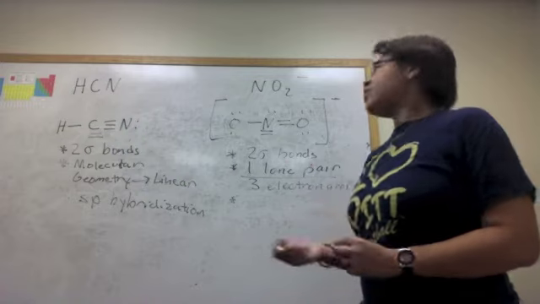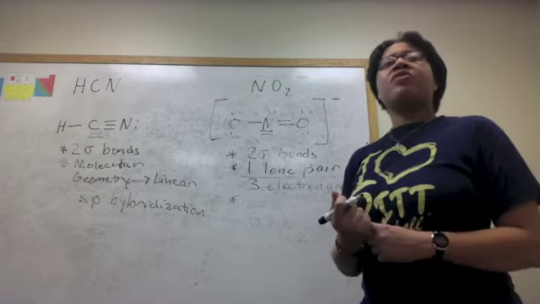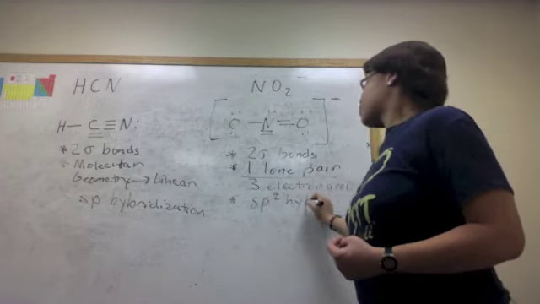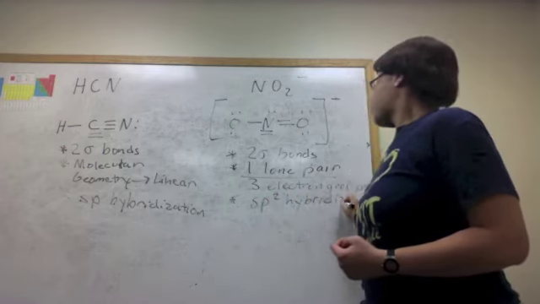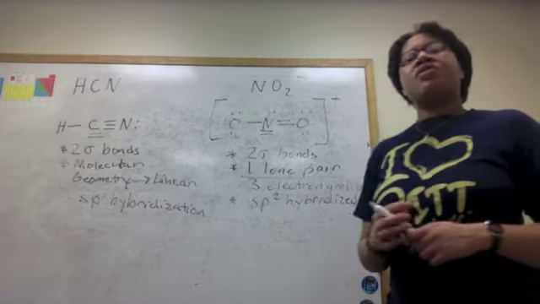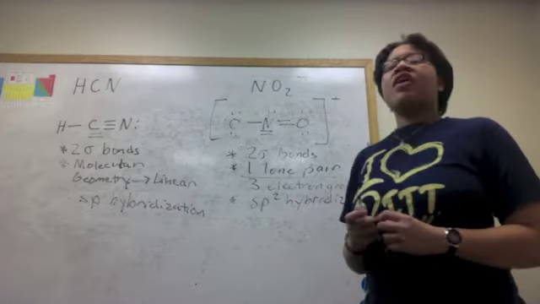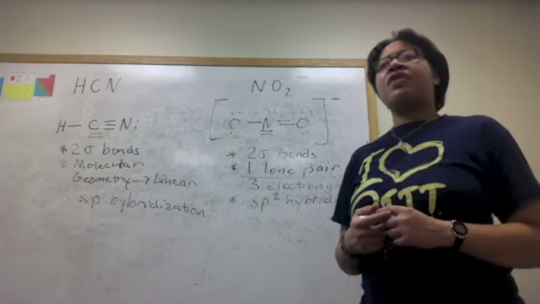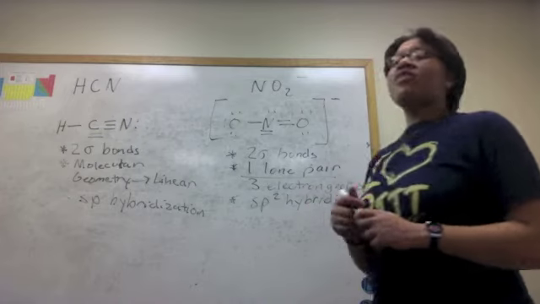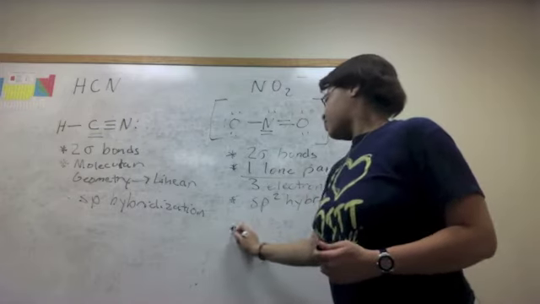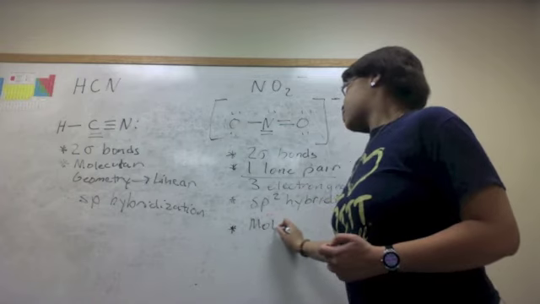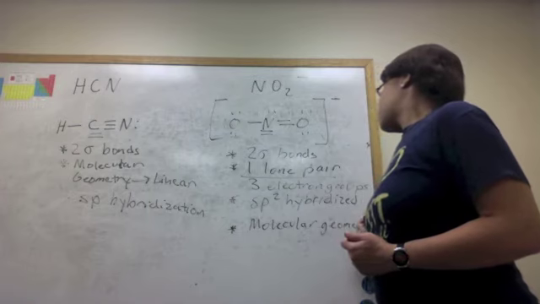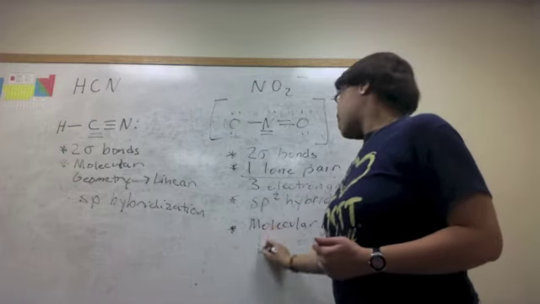According to our chart, an atom that has 3 electron groups will be sp2 hybridized. The sp2 hybrid orbitals will adopt a trigonal planar geometry. However, the molecular geometry will be bent or angular.